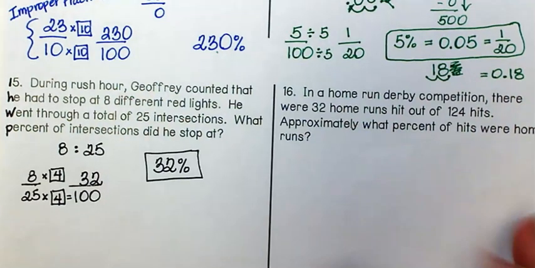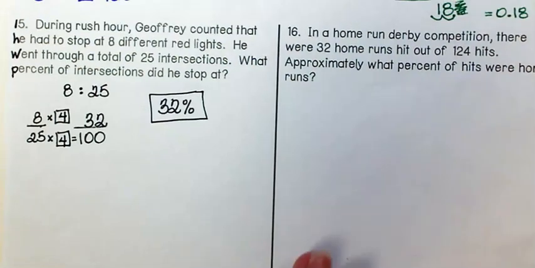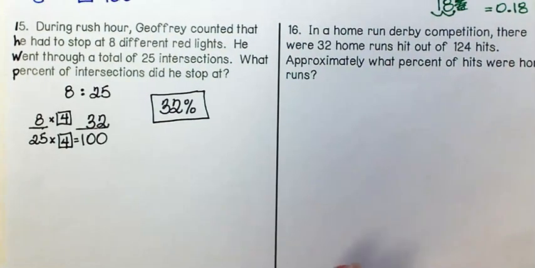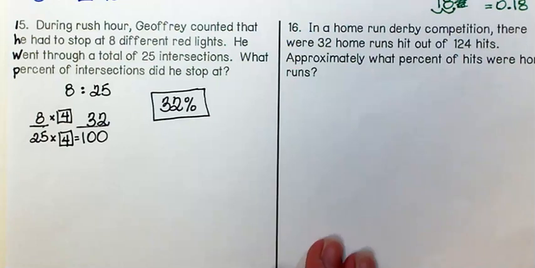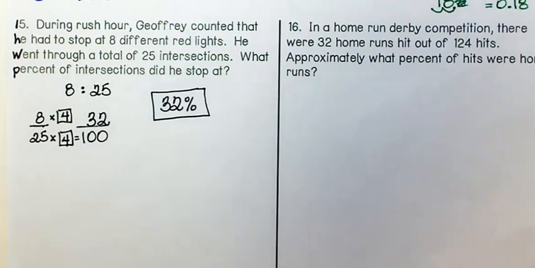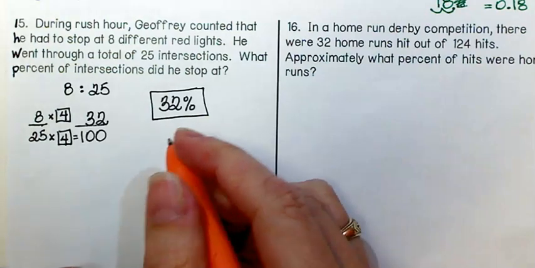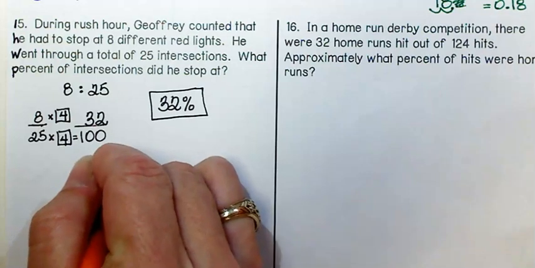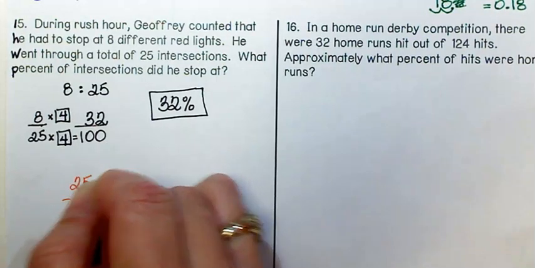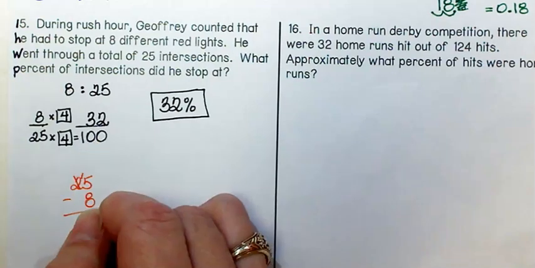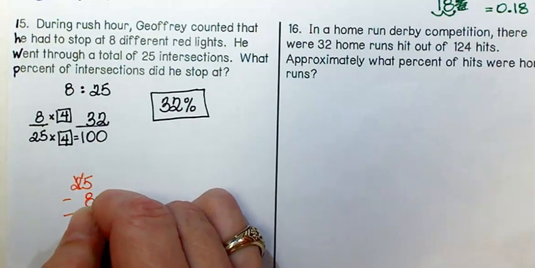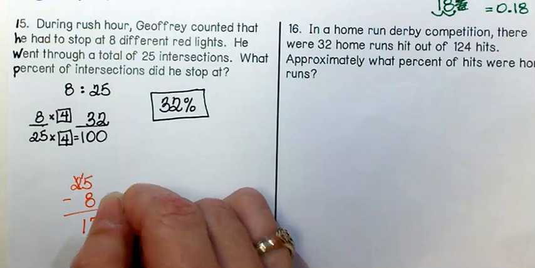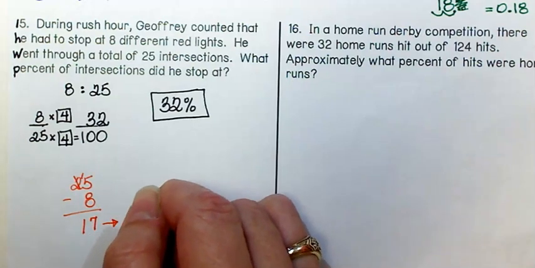Could I, if I wanted to, figure out the number of intersections and the percent of intersections that he didn't have to stop at? And you're like, oh, Miss Goff, don't. But yes, we can. All right. If he stopped at 8, then he didn't stop at the rest of them. So 25 minus 8, 15 minus 8 is 7. Okay, so he didn't have to stop at 17 of the intersections.